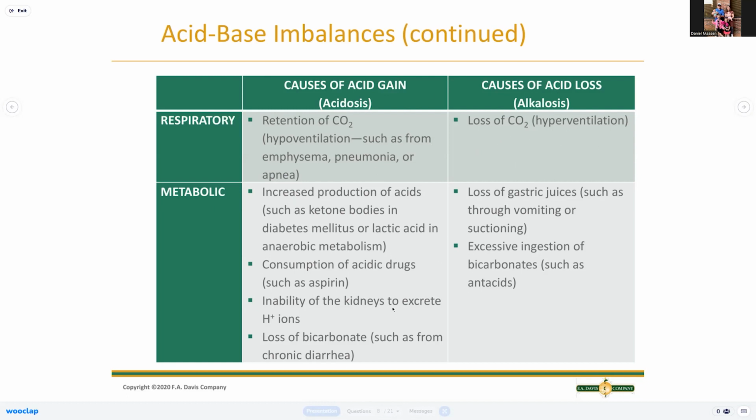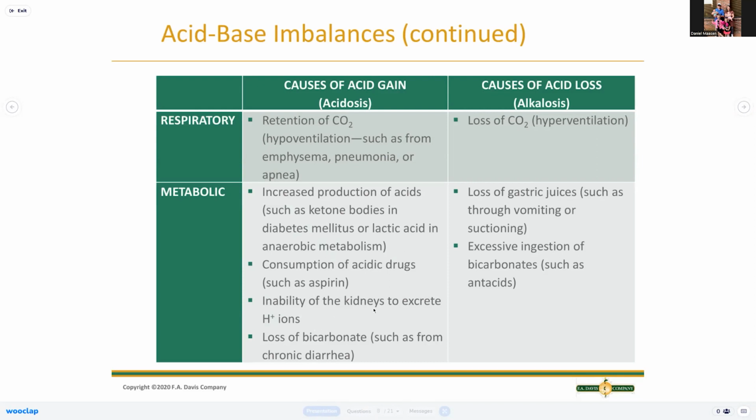Metabolic has more variations. I think the biggest one is probably increased production of acids, like ketone bodies. This is like diabetic ketoacidosis, or an acidotic state from anaerobic metabolism, like sepsis, a bacterial infection causing lactic acid buildup. Or diabetic acidosis, because my blood sugar is too high, can cause an acidotic state. So, ketones.